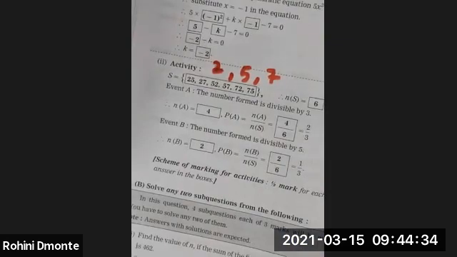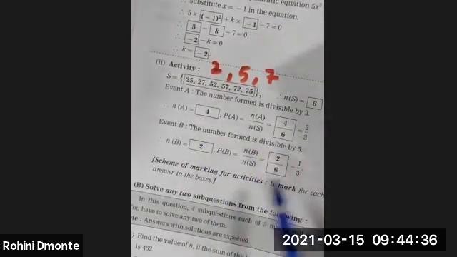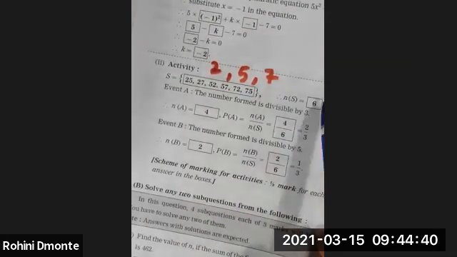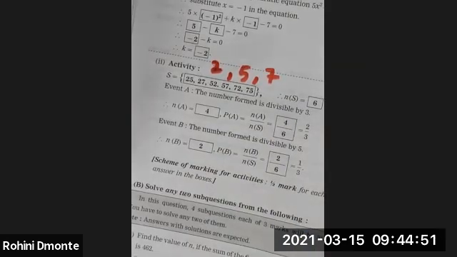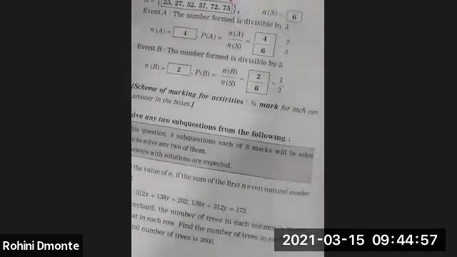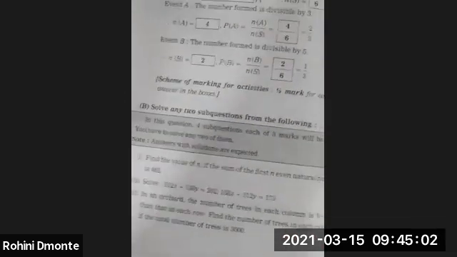Here again, how many blocks are there? 1, 2, 3, 4, sorry, 1, 2, 3, 4, 5, 6. 3 marks are there. Each block carries half a mark. Understood, students? I think you must have understood, because I want to complete this question paper, so I'm trying to do this a little fast.